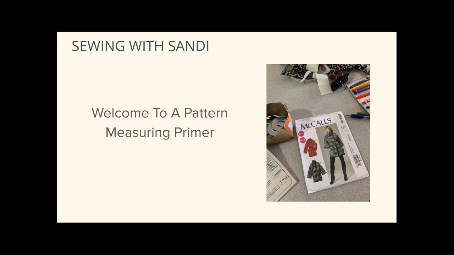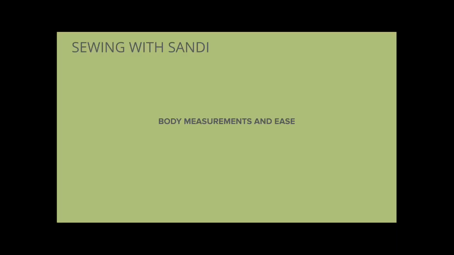Today we're going to discuss the difference between body measurements and finished garment measurements, and that gap in between, known as ease. For demonstration purposes, I'm going to use McCall's 6445 because I am in the process of making a raincoat with this pattern. So it will give us a good hands-on experience as we go through the measuring process.